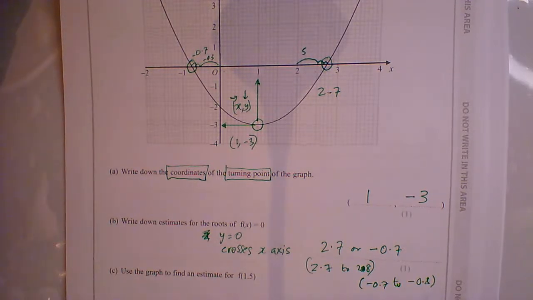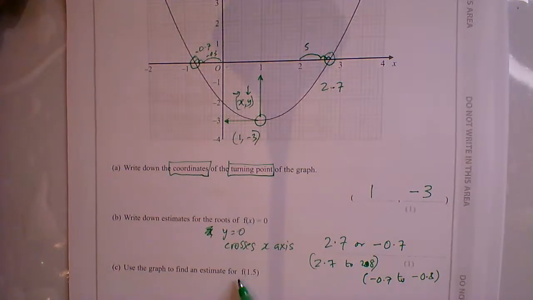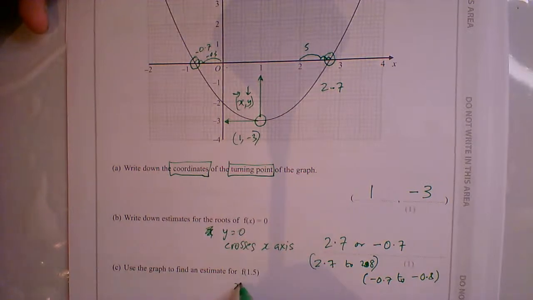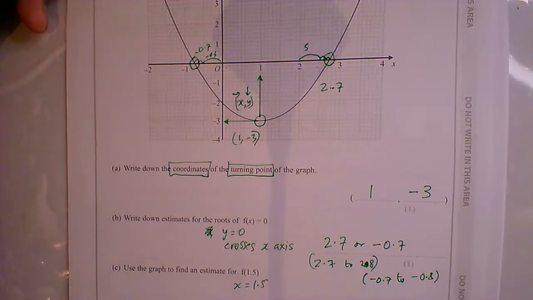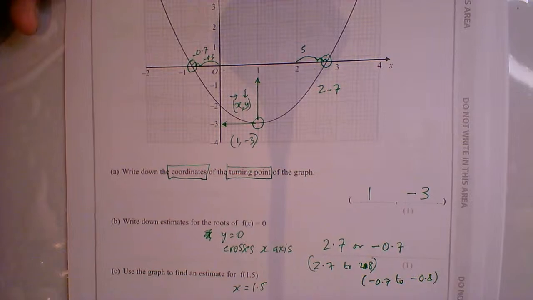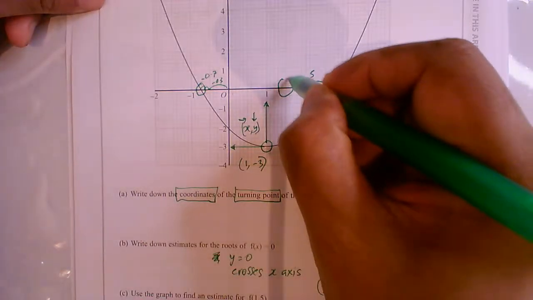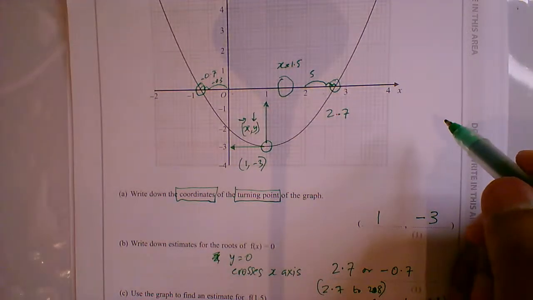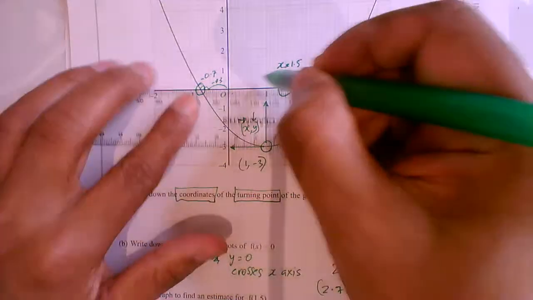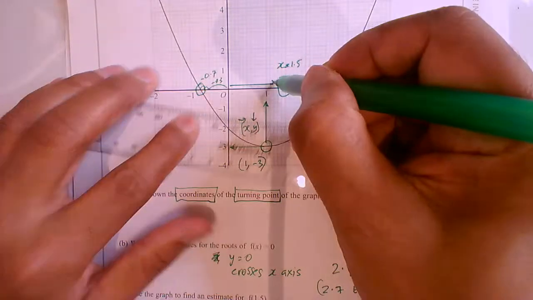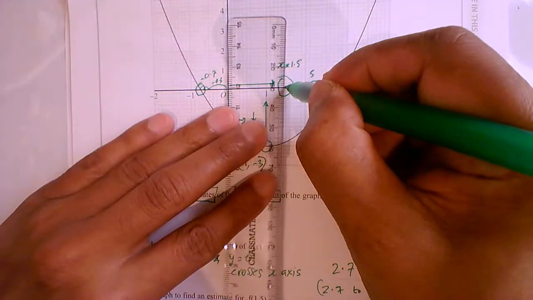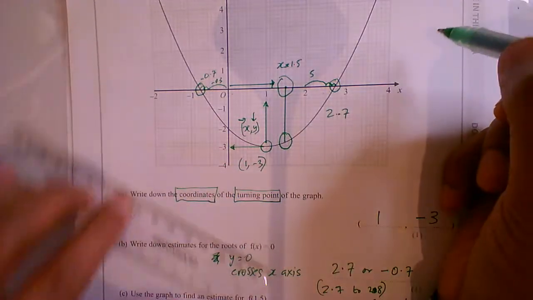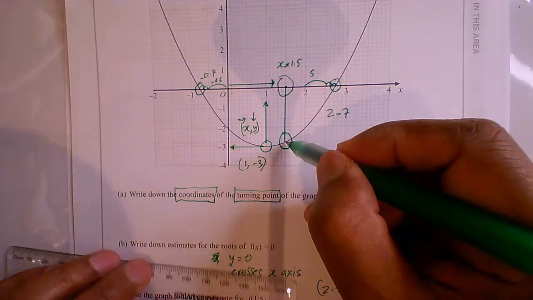All right, let's look at the last question here. Use the graph to find an estimate for f of 1.5. So what does that mean? That means x equals 1.5. So where is x equals 1.5? I can see it's here. I go down to the graph, you can see it touches the graph there, and now I read across.